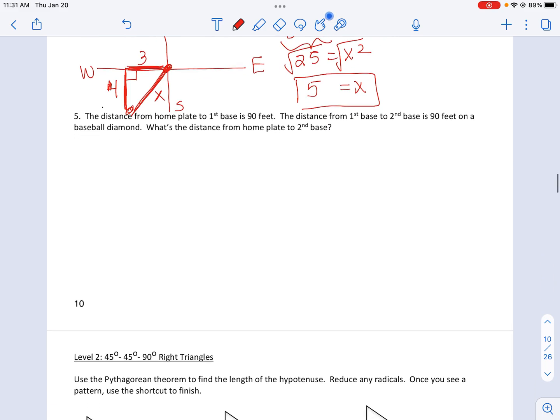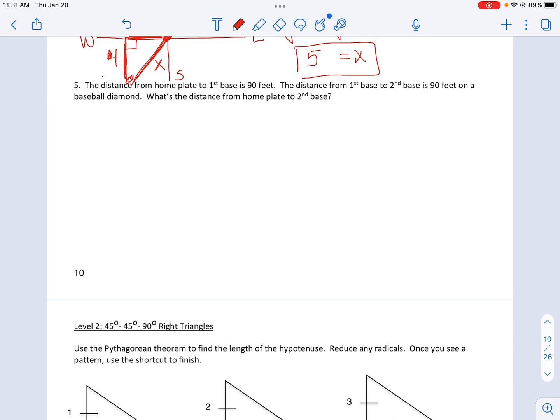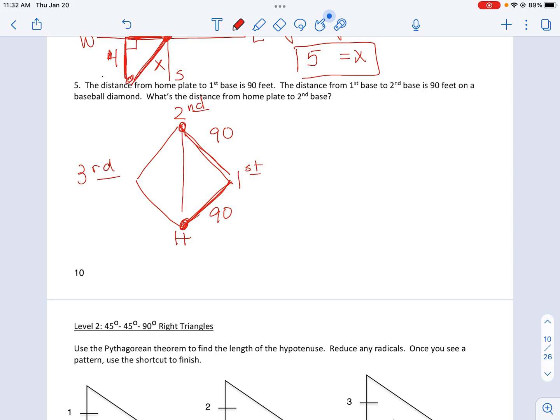Okay, last one. It says the distance from home plate to first base is 90 feet. So we're talking about a baseball diamond actually. So let's draw this baseball diamond. So let's say this is home plate, this is first, this will be second, and this will be third. It says the distance from home to first is 90 feet. So this is 90. The distance from first to second is also 90. So this is also 90. What's the distance from home to second? So home's here, second here. I'm looking for this. Okay, this is going to be my 90 degree.